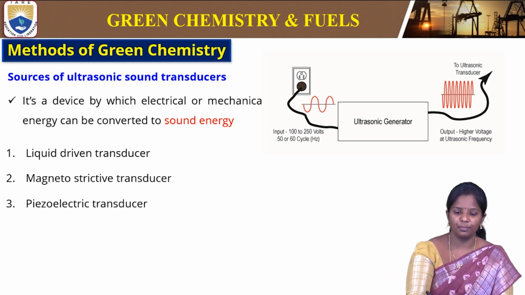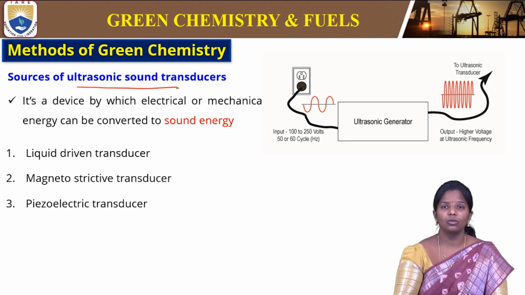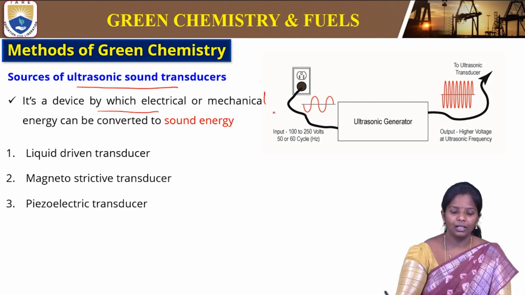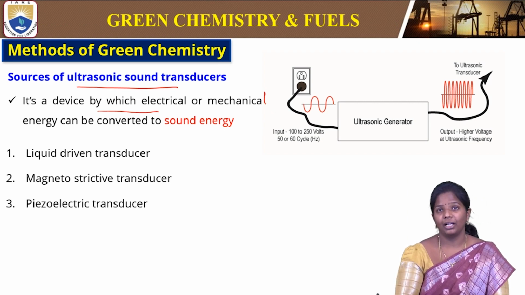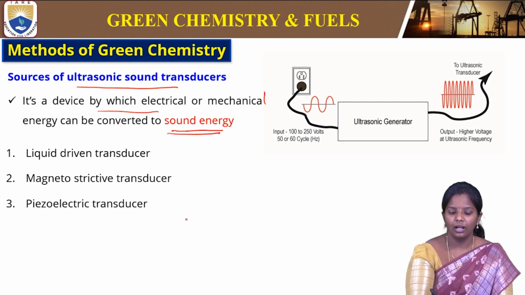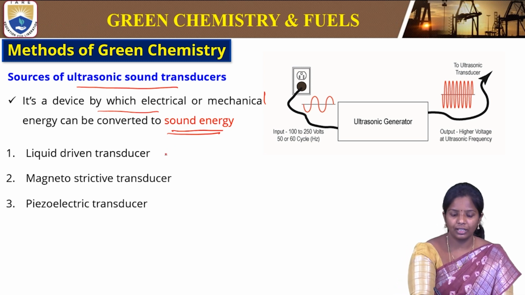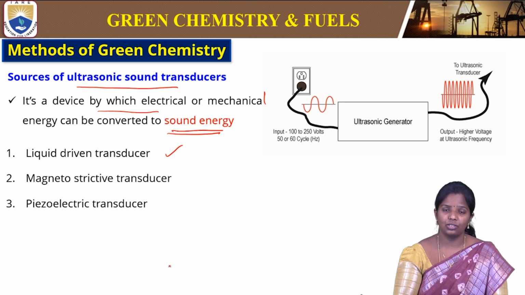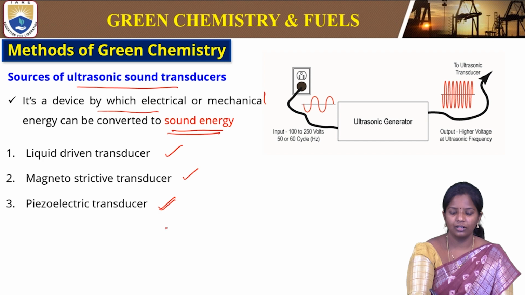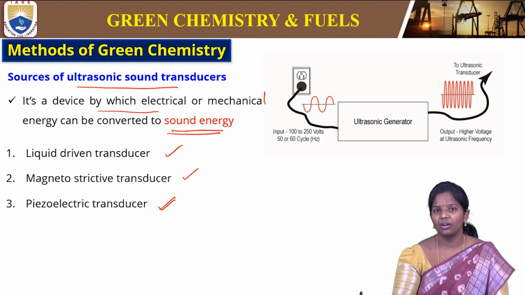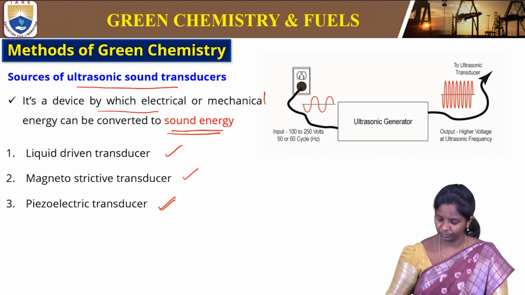So how are these waves produced? Just from the ultrasound transducers. It is a device by which electrical or mechanical energy can be converted to sound energy. For example, these are the different types we use: liquid driven transducer, magnetostrictive transducer, and piezoelectric transducer. These are the three different transducers we use for the generation of ultrasound waves.